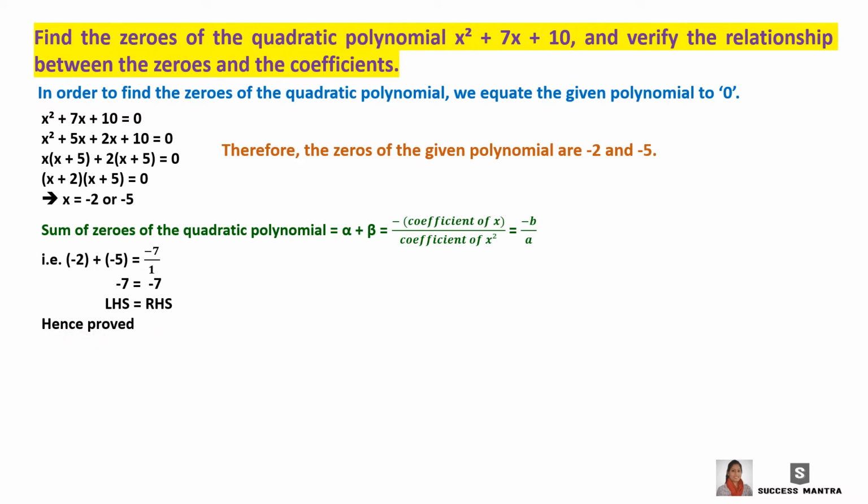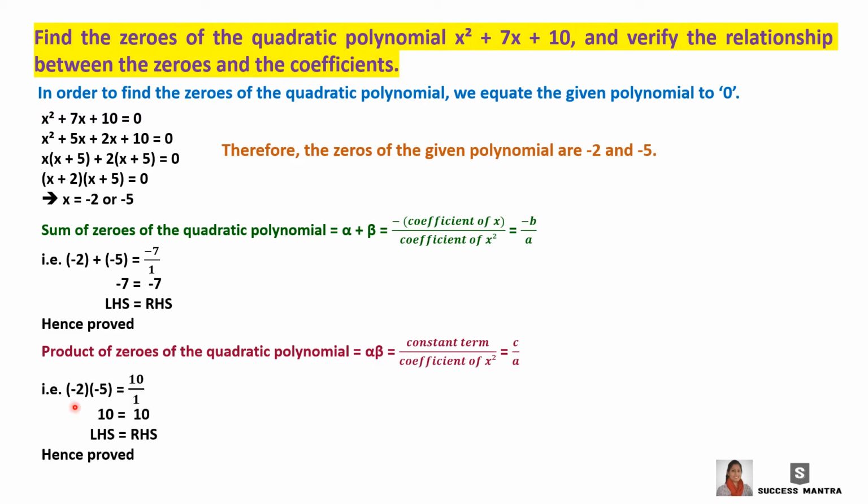Now we want to prove the product of zeros relationship. So we will take product of zeros of the quadratic polynomial alpha beta is equal to constant term divided by coefficient of x square. From the given polynomial, the constant term is 10 and coefficient of x square is 1. So we will write minus 2 into minus 5 is equal to 10 by 1. That is 10 is equal to 10. LHS is equal to RHS. So we have proved the product of zeros relationship also.